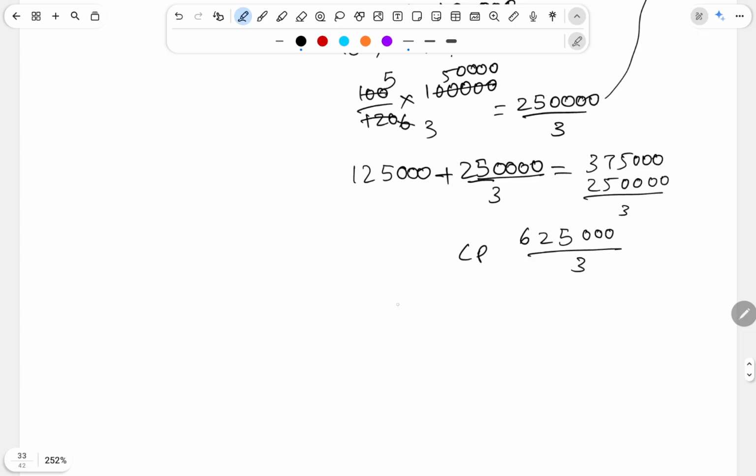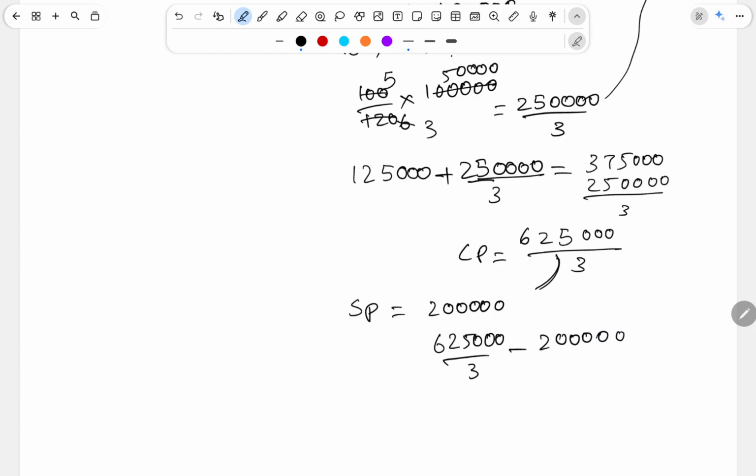So each sold for 1 lakh means both are sold for 2 lakhs. So SP is equal to 2 lakhs. There is a loss. How much? 625,000 minus 625,000 by 3 minus, taking LCM, it becomes 6 lakhs. So the difference will be 25,000 by 3.